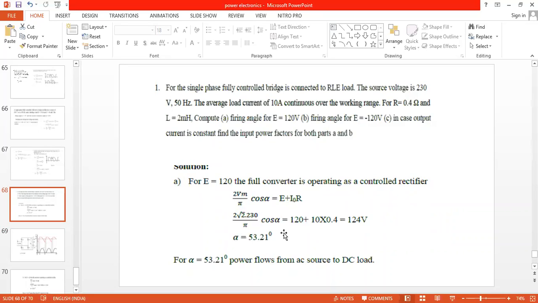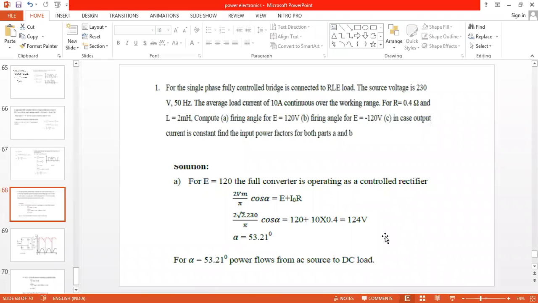Last 6 minutes we are having. Output voltage 124. Please check it out. Firing angle, you are getting less than 90 or not? We have to check. So if the firing angle is less than 90 after substitution, as I mentioned, they are asking to calculate the firing angle. The power flows from source to load.